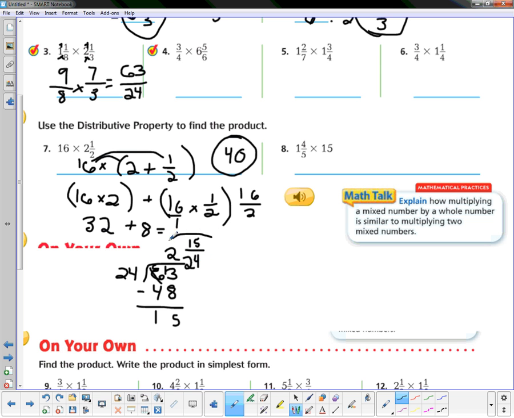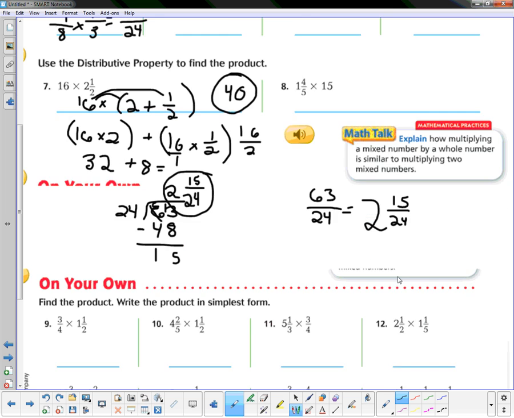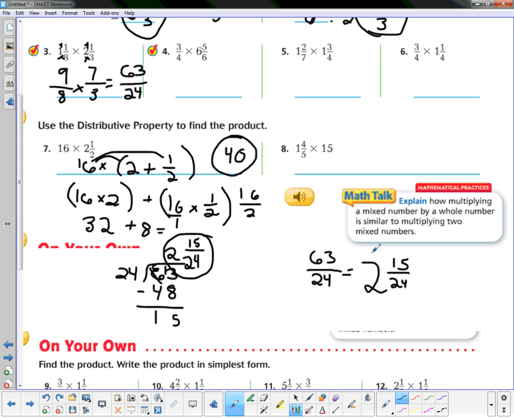And then, as much as we really love to stop there, because remember 63 over 24 is equal to 2 and 15 over 24, it's just making it from an improper to a mixed number, we actually have another step. We have to find the greatest common factor of 15 and 24. Yeah, I know, it feels like these steps are never ending.